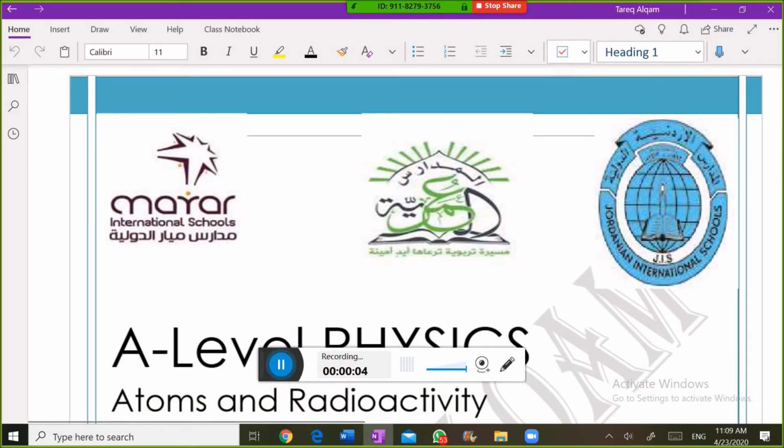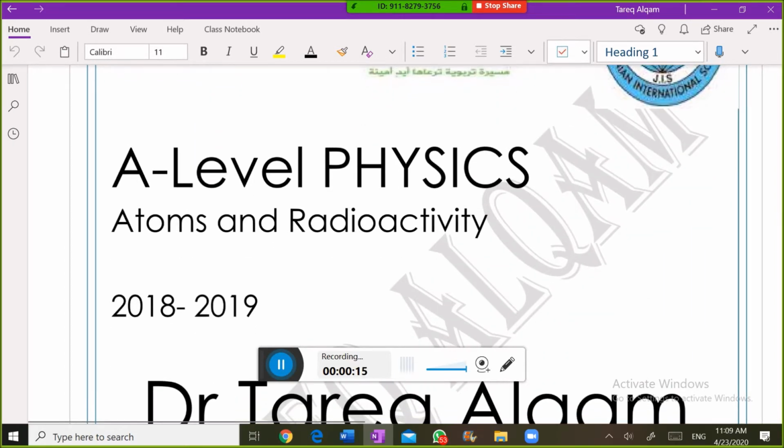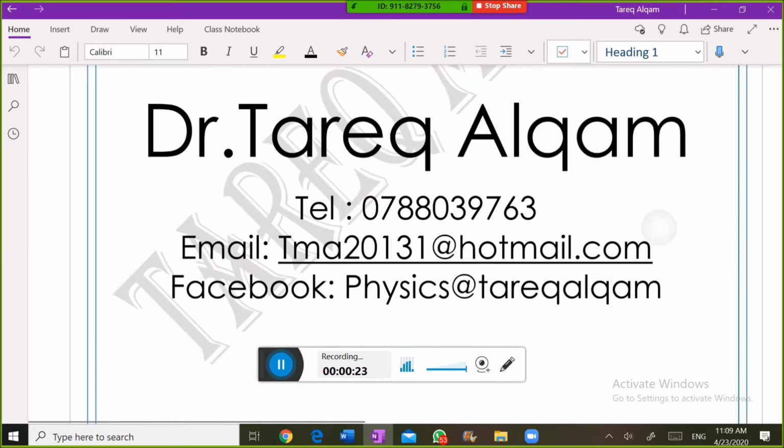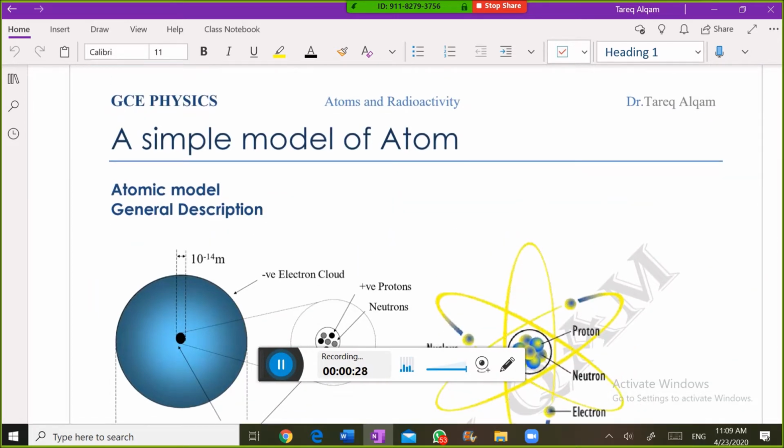Okay, guys. This part is our last part in this syllabus, and it talks about radioactivity and nuclear radioactivity, atoms, nucleus, and so on. I will start with very simple stuff.